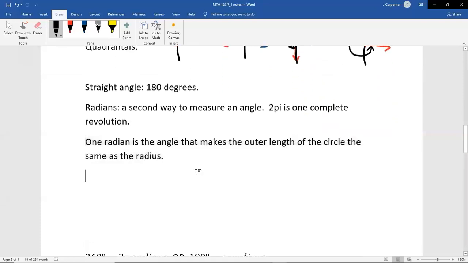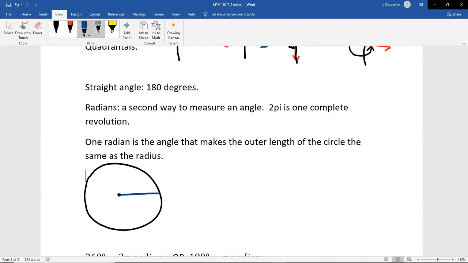So let's draw up a circle. And here's the center. And let's have our initial side be here. And I'm going to label that R for the radius. So that's the radius of this circle that I just drew. Then my terminal side, in order to make this happen, it has to be about here. You just got to trust me that it's about here.